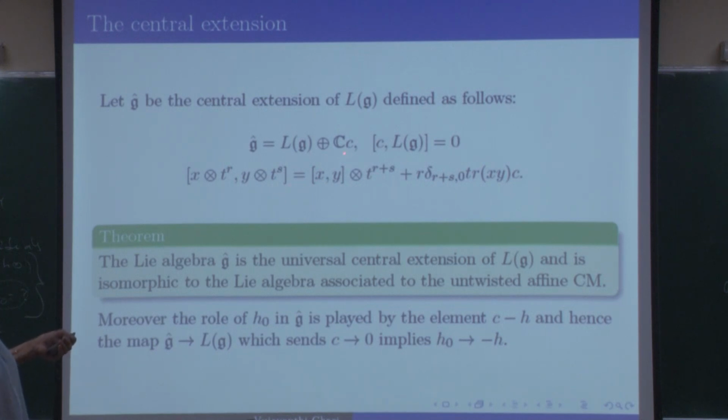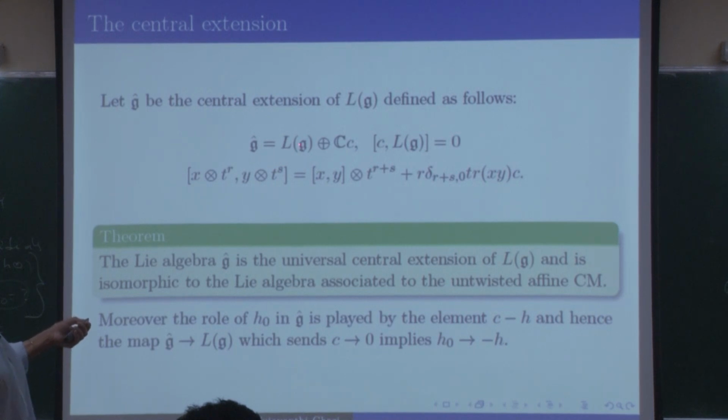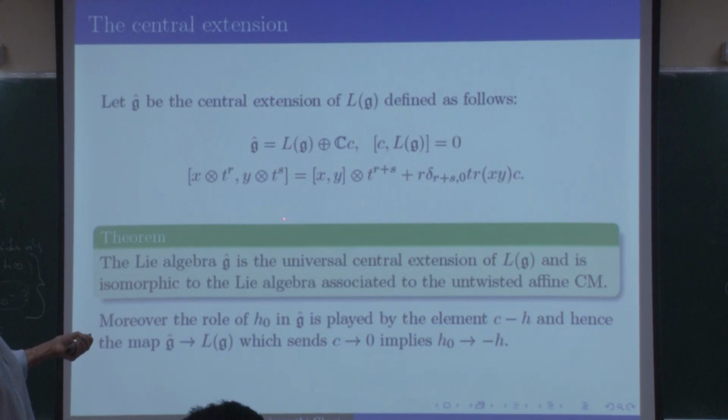So this is a central element. What is a central element? It's one which commutes with everything. So I have C bracket L of G, and the bracket operation here is the operator. So C bracket LG is 0. And then I have to tell you what the relation between two things in LG is. Now, obviously, it has to change. It can't be what it used to be, because then the center doesn't play a role.